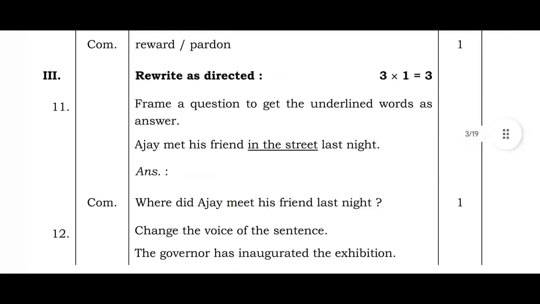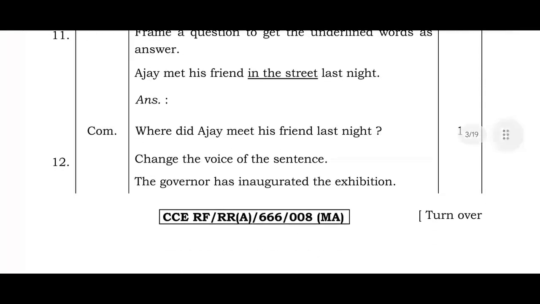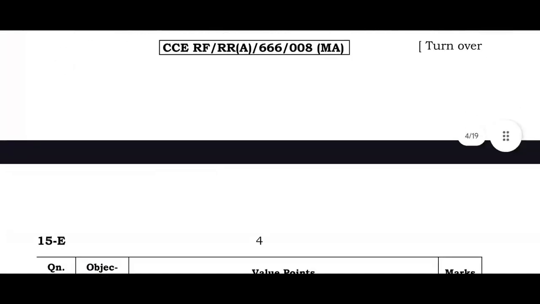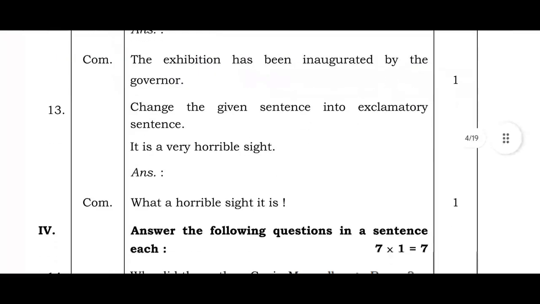Rewrite as directed. Frame a question to get the underlined words as an answer. Ajay met his friend in the street last night. Underlined words: in the street. Where did Ajay meet his friend last night? Change the voice of the sentence. The governor has inaugurated the exhibition. The exhibition has been inaugurated by the governor.